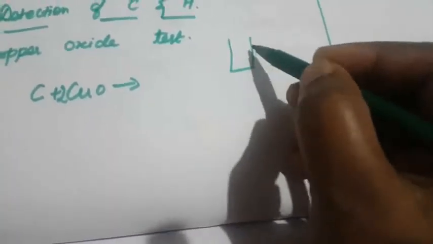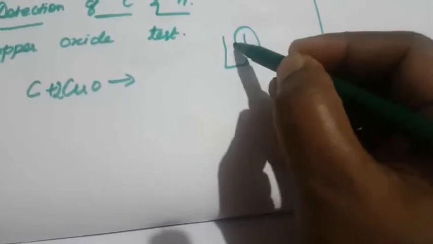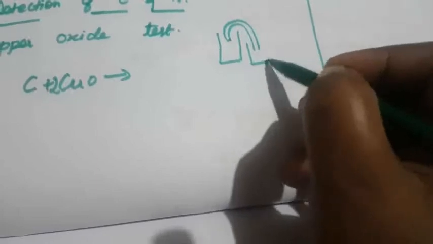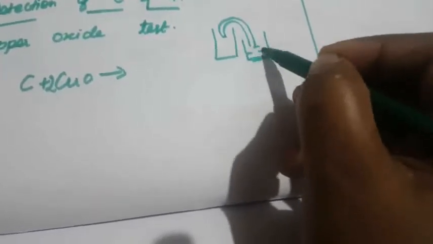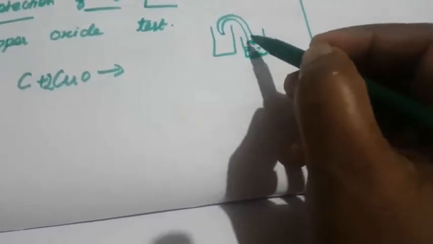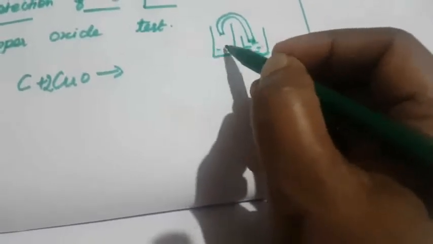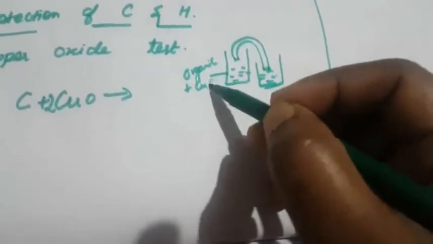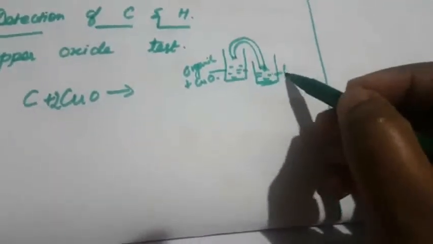Here one test tube is there, and here one delivery tube. What is meant by a delivery tube? Both the sides are open, right? This is the lime water. This is the test tube. Here the organic compound plus copper oxide, this is the mixture, and here is the lime water.